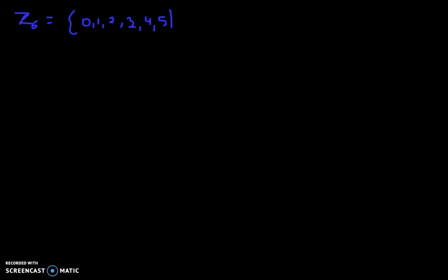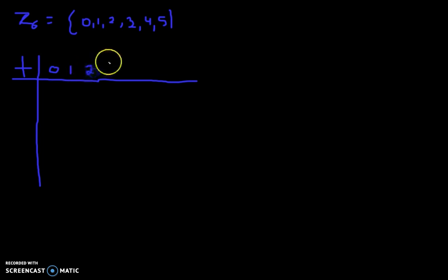So here I have Z mod 6. In Z mod n, we're always going to be working with a set of n numbers, up to n minus 1. Since we're working with 6, 6 minus 1 is 5, so our set consists of numbers up to 5: 0, 1, 2, 3, 4, and 5. And we're going to be looking at two binary operations, addition and multiplication. So first we're going to make an addition table for Z mod 6.